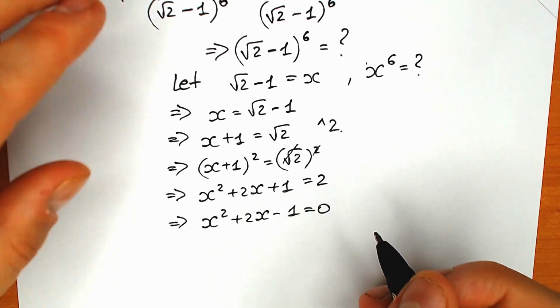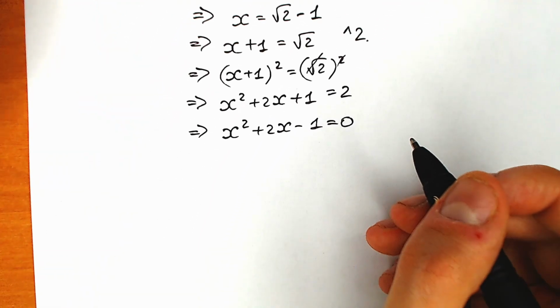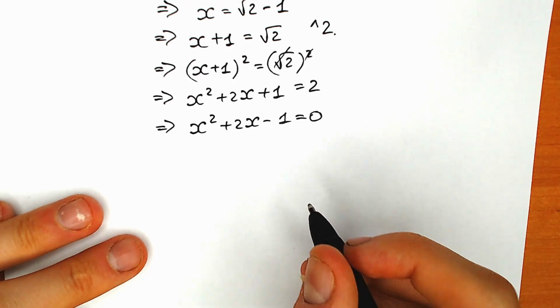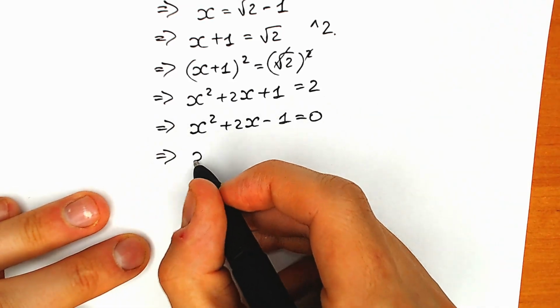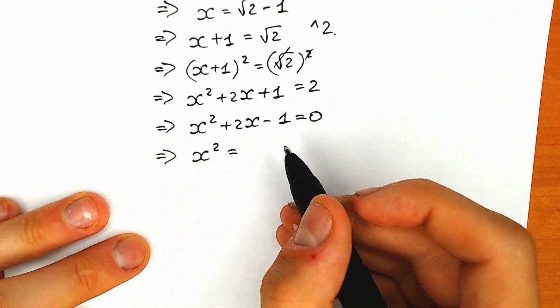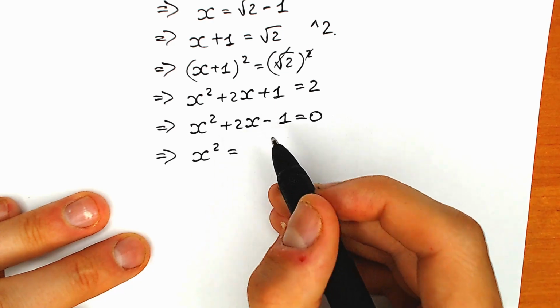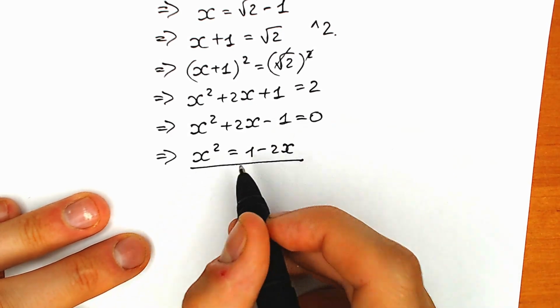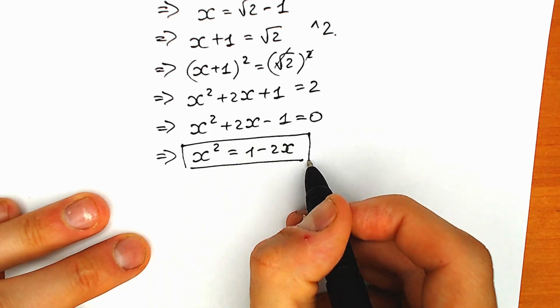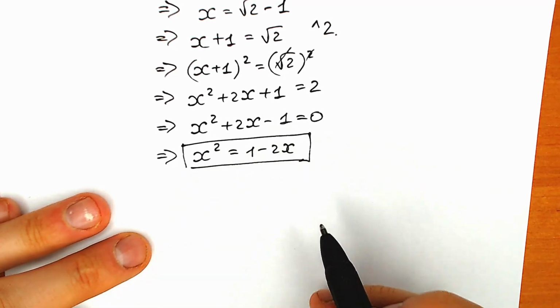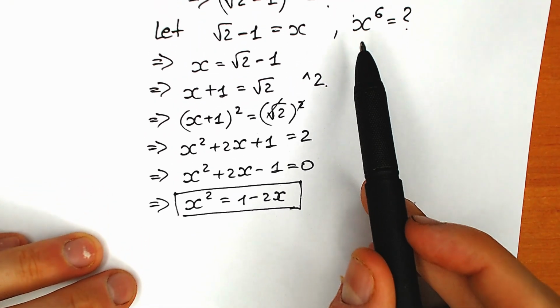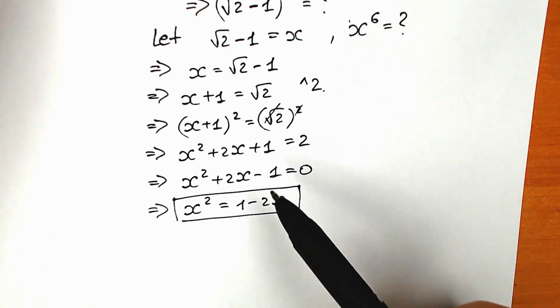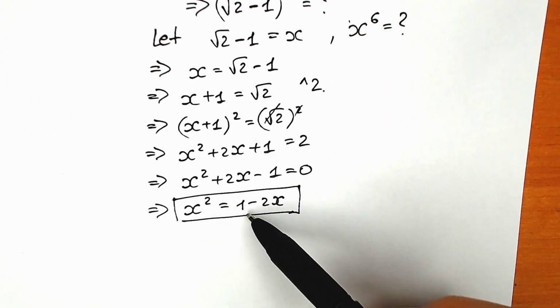And the main thing, I don't want to solve this like a quadratic equation. I don't want to do this. I just want to express the second power, x squared, through the first one. As a result we have x squared equal to 1 minus 2x, and this is an extremely important expression for us because it helps us to reduce the power. We have the second power through the first one, and don't forget that we need to find x to the power 6. We know that x to the power 2 equals 1 minus 2x.